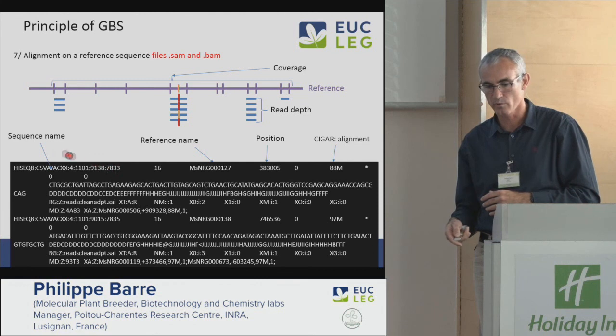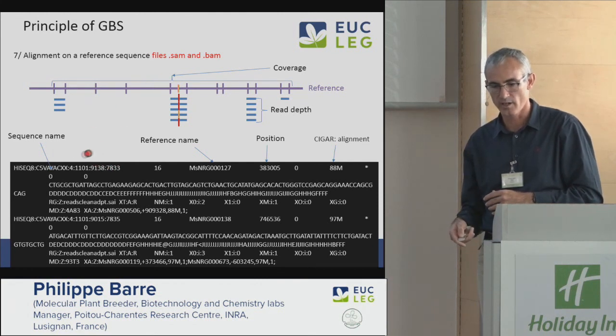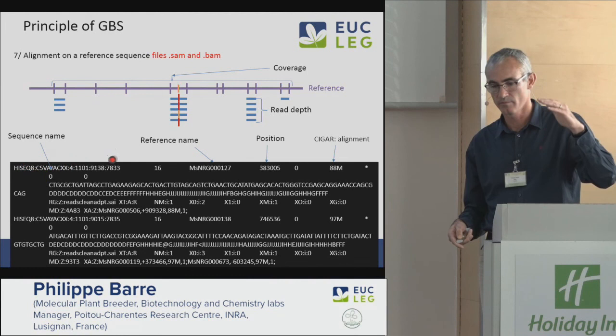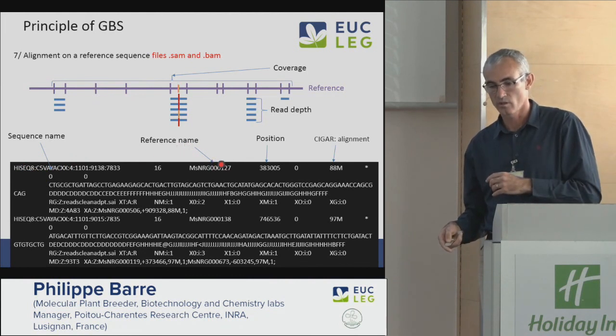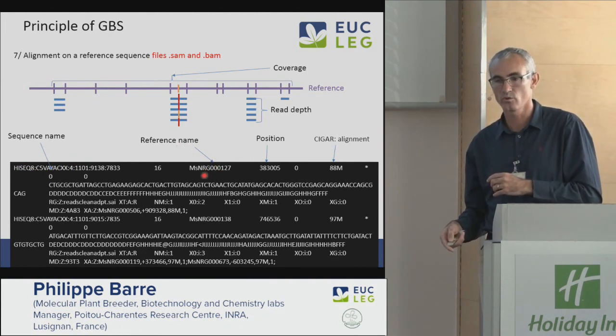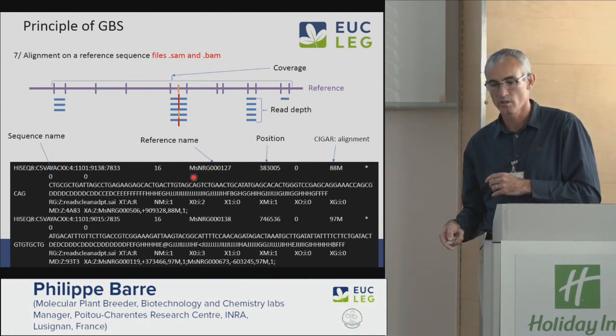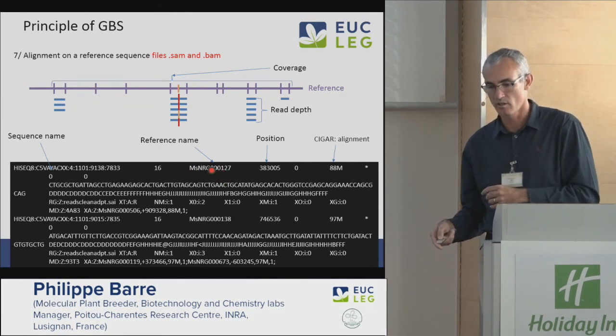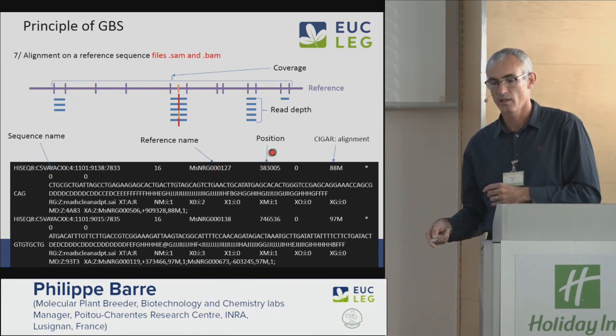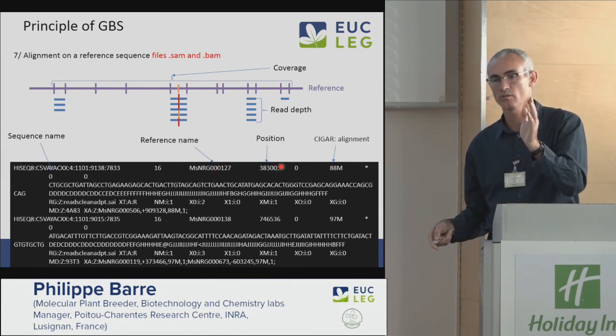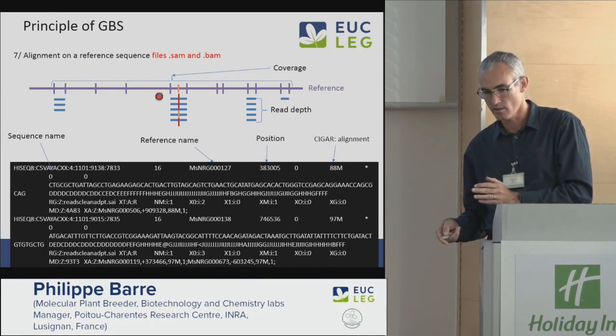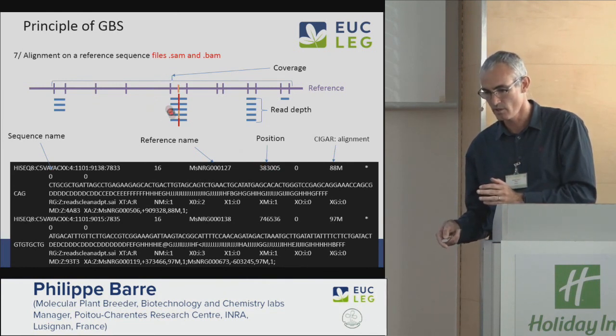And here you have an example of a SAM file. You have the name of the sequence. You have the name of the reference that you use. Here for us it was the Medicago sativa sequence that we got in the EUCLEG project, and it's the pseudomolecule or the scaffold here 127, and you have the position where the read starts, so the position here, for example.